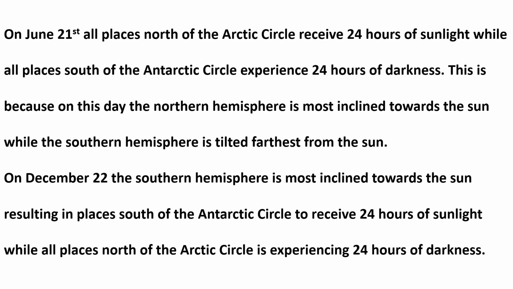And that is why on this very day, for example, even here in Jamaica, we realize that even at 6:30 in the evening, we still have a good amount of sunlight. However, all places that are north of the Arctic Circle will receive 24 hours of complete sunlight, no darkness on this very day.